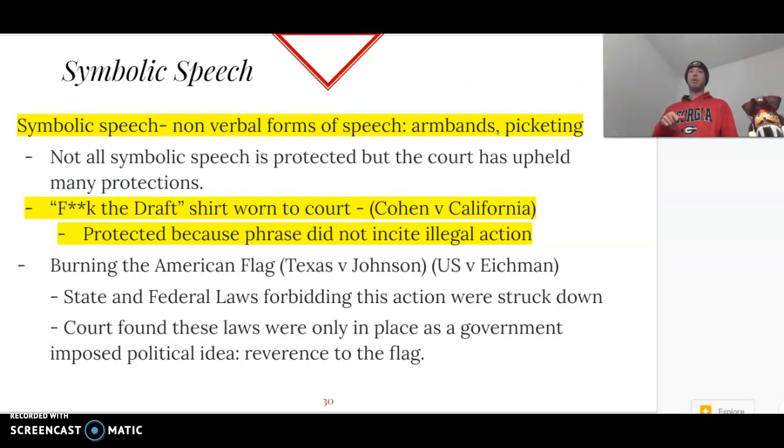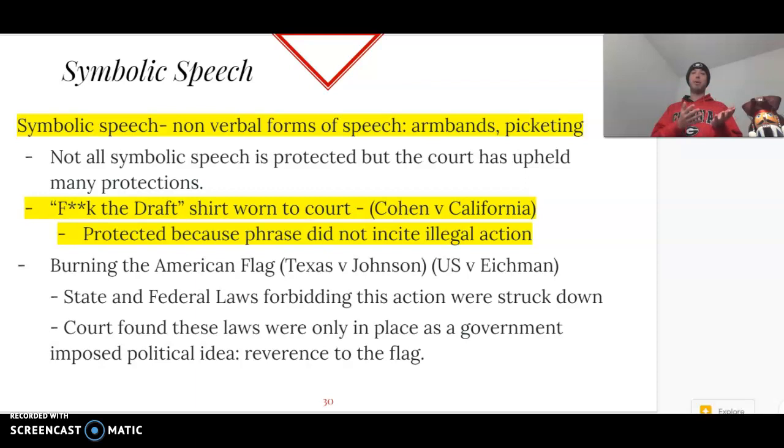You also see right below it that we've had two cases, both Texas versus Johnson and U.S. versus Eichman. That is a state case and a federal case that both concern burning the American flag. And while they were both punished initially, the Supreme Court said, hey, you know what this really is, you're asking for reverence to the American flag. That's not really a thing that we can force. That is not something that is outside of your First Amendment rights.